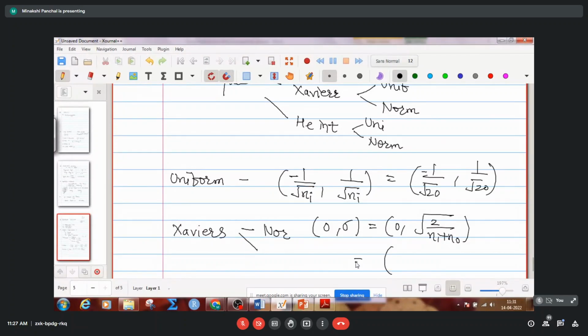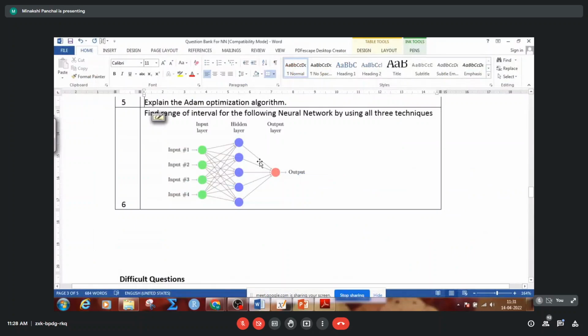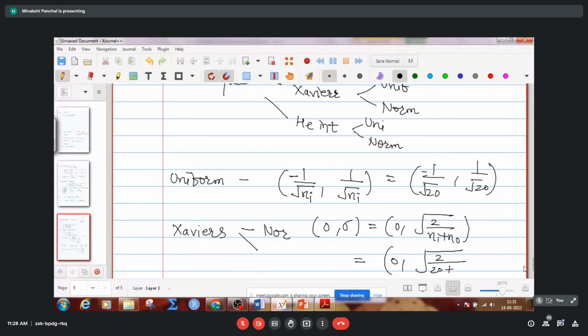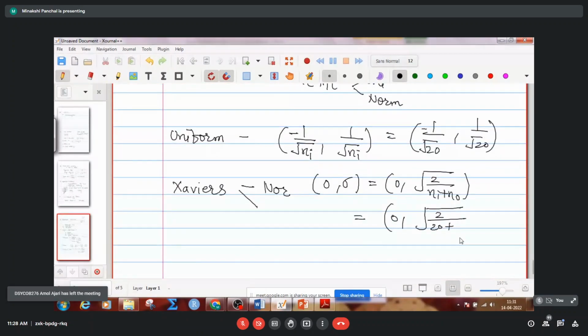So what is the range here? 0, under root of 2 by Ni, whose value is 20, plus No. If you see this figure here, these N out are nothing but these weights: 1, 2, 3, 4, 5. There are 5 weights, so 20 plus 5 I can use here. So what will be the range by using Xavier's normal distribution? This gives me 0, under root of 2 by 20 plus 5, that is 2 by 25. This will be the range by using the Xavier's normal technique for the weight initialization.